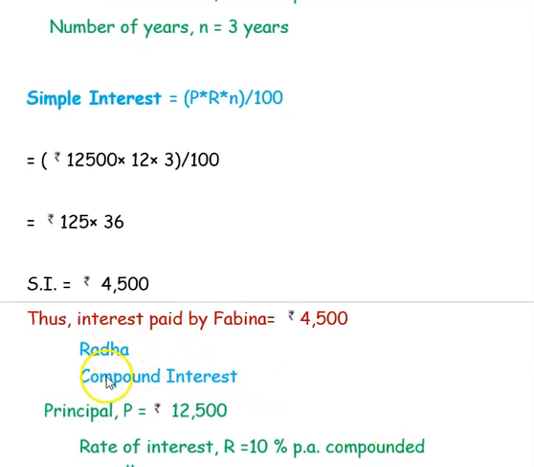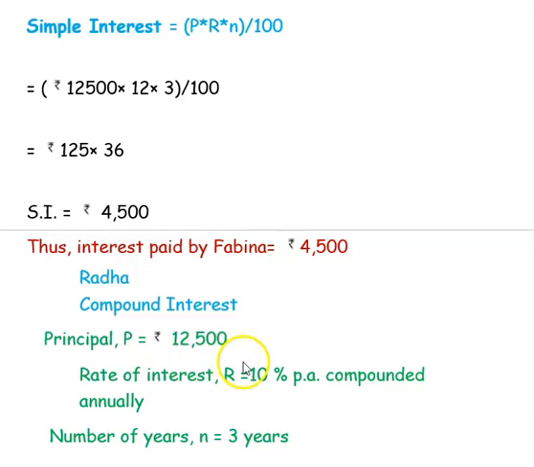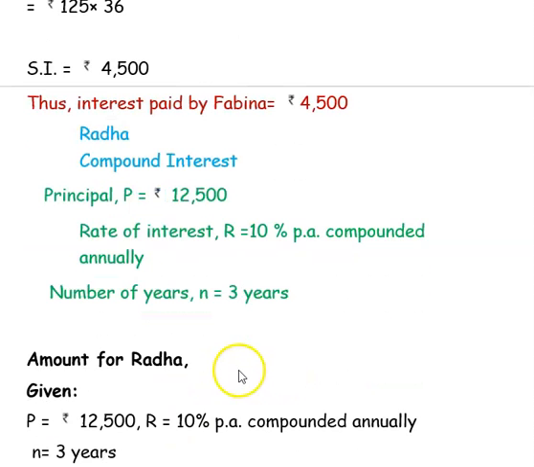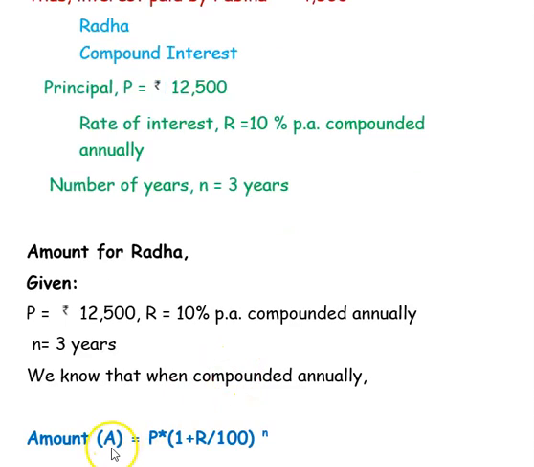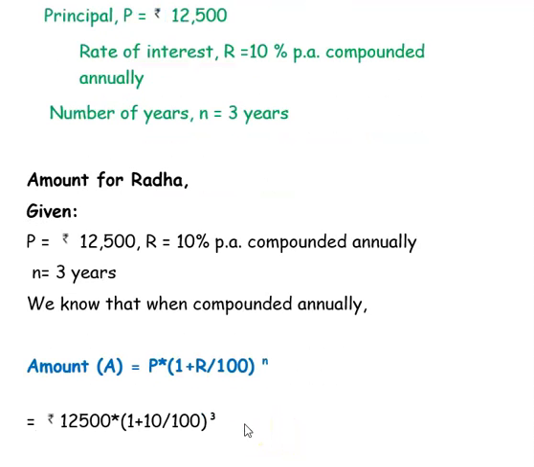Now we will move on to compound interest, that's for Radha. So the same principal 12,500, but the rate of interest here is 10% per annum compounded annually. The number of years is the same, 3 years. So now we know that amount equals P into 1 plus R divided by 100, whole to the power N. So this is the formula for calculating amount using compound interest.